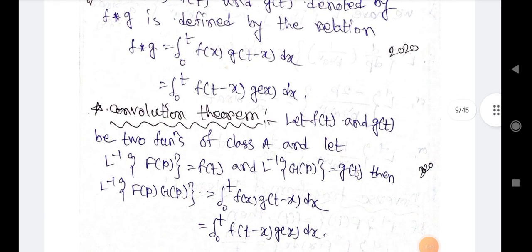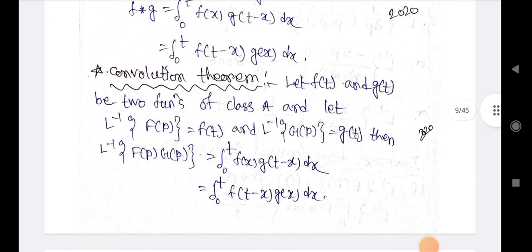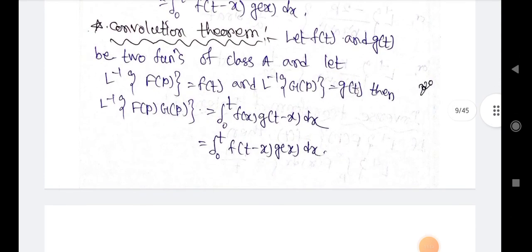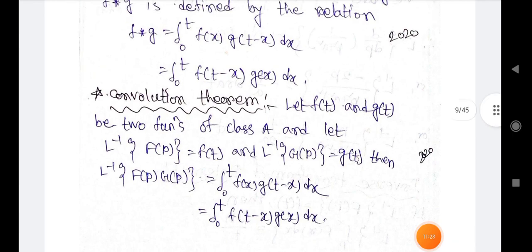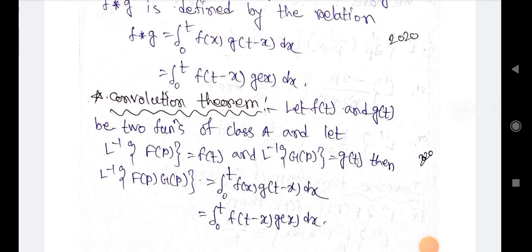Next, convolution theorem. Let f(t) and g(t) be two functions of class A, and let Laplace inverse of F(p) equals f(t) and Laplace inverse of G(p) equals g(t). Then Laplace inverse of F(p) G(p) equals integration 0 to t f(x) g(t minus x) dx equals integration 0 to t f(t minus x) g(x) dx. This is the convolution theorem.